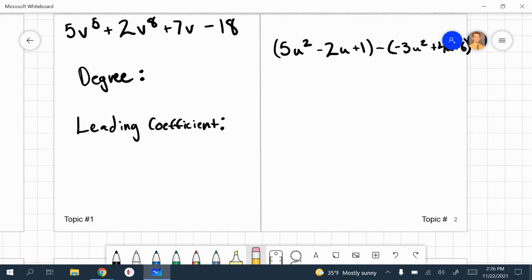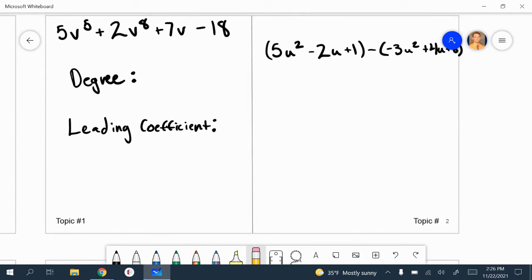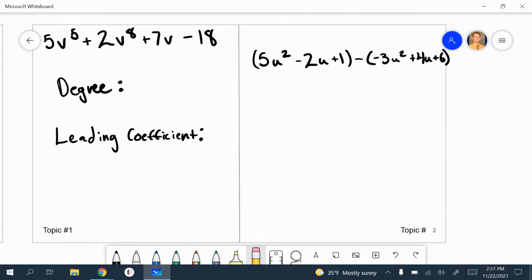So I've got topic 1 and topic 2 on the same slide here, because topic 1 goes pretty quick and topic 2 goes pretty quick. So I put them all together on one slide for us to start. So looking at topic 1, the left-hand side here, we're trying to find the degree and the leading coefficient of this polynomial. This polynomial has 4 terms in it.